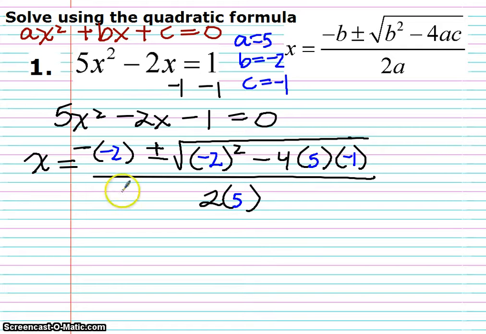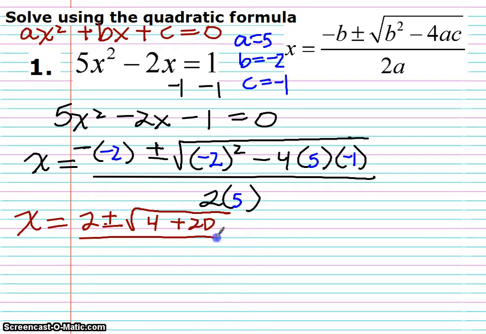So we're here. Let's go ahead and take this to the next line, and we will get x equals 2. Negative, negative 2 is positive 2, plus or minus the square root, let me move that down a little. 2 plus or minus the square root of 4, which is negative 2 squared. Negative 4 times 5 times negative 1, positive 20 over 10, which is 2 plus or minus the square root of 24 over 10.